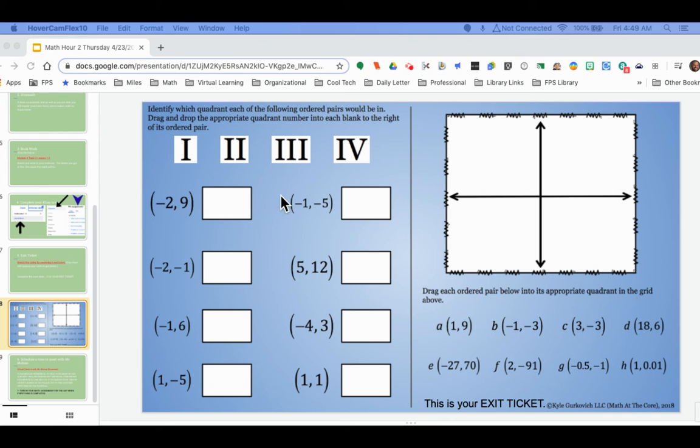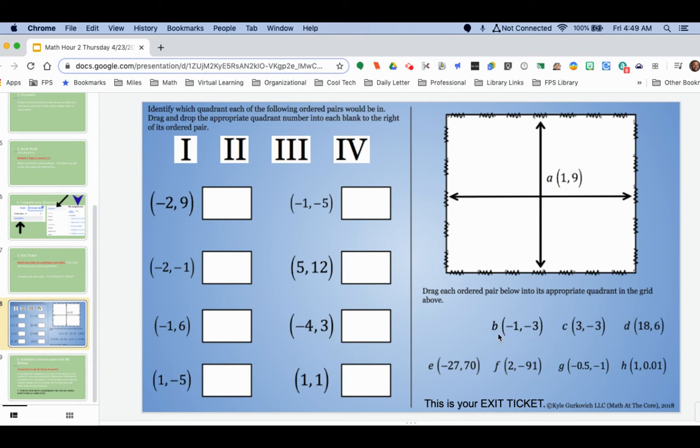All right, so all we need to do for this right-hand side, and you needed to do both of these sides, and I'm sorry, this is your exit ticket on the right side. I would take all of these points. So A is (1, 9), and so I take it to the origin. I always start at the origin. My first number tells me to go right or left, because it's positive, it goes to the right. My second number is positive, so it goes up. And so it would be right there.